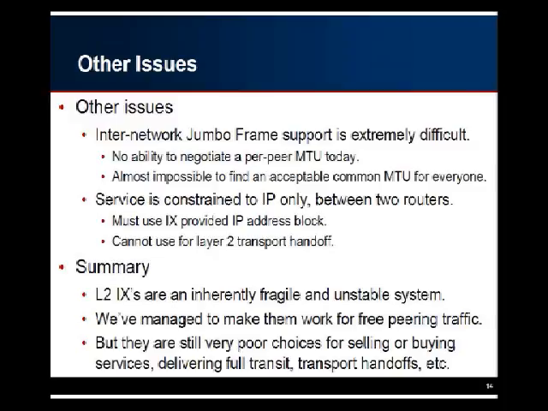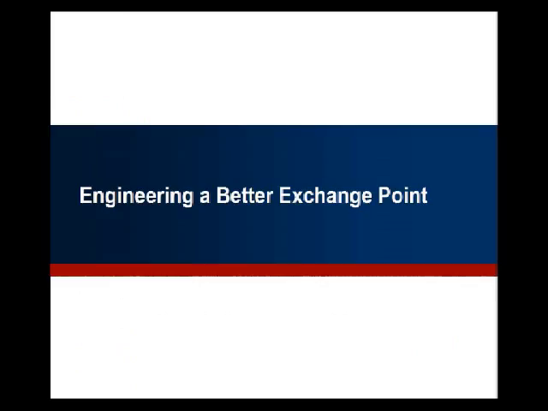So the bottom line, the layer 2 exchange points, we managed to make them work. They're okay. They work for free peering, but there's a lot of inherent problems. It's an unstable system, and we've put a lot of time and effort into making sure that it works. But fundamentally, the architecture itself is a very poor choice to buy or sell services, deliver full transit, or do transport handoffs. It's not taking full advantage of the infrastructure that's there.